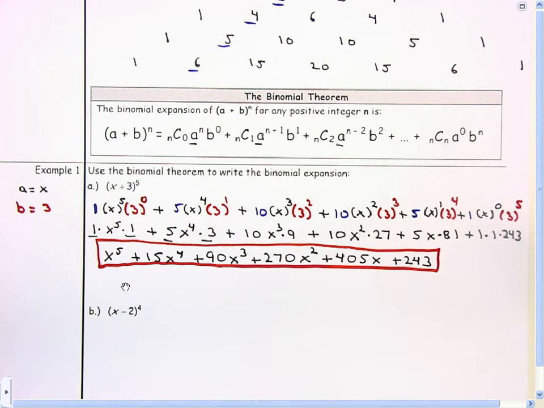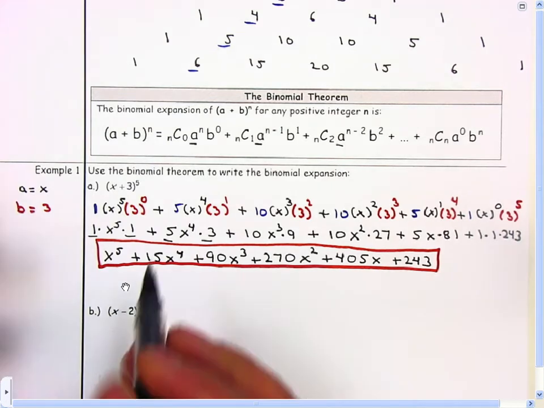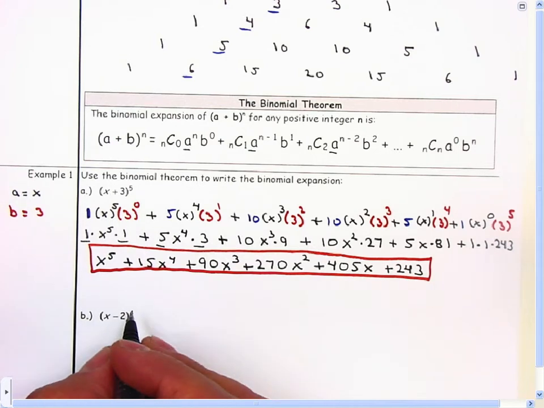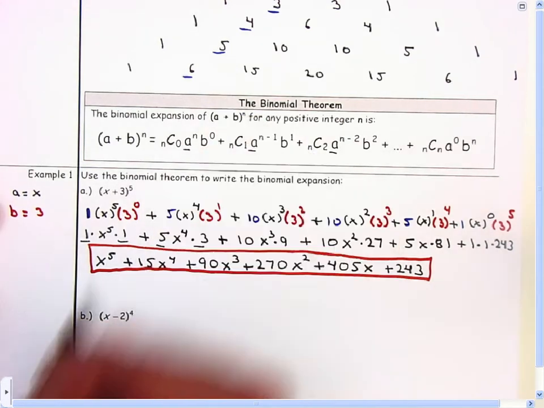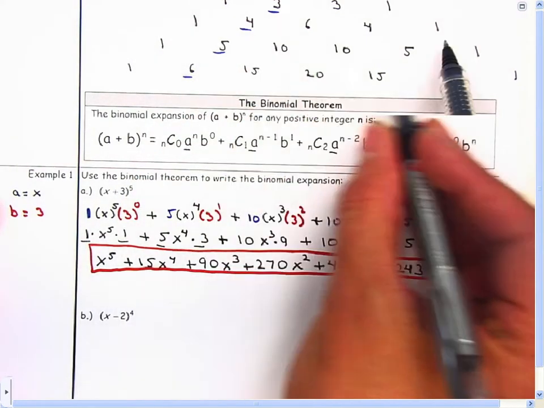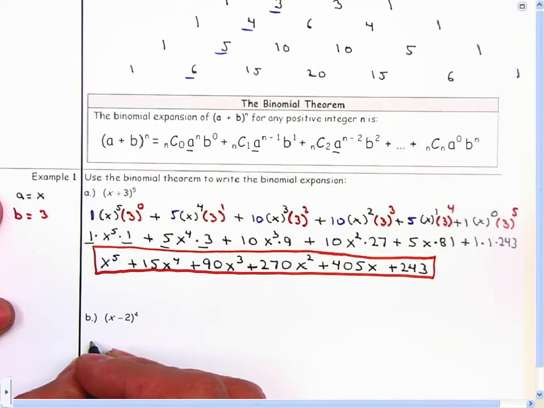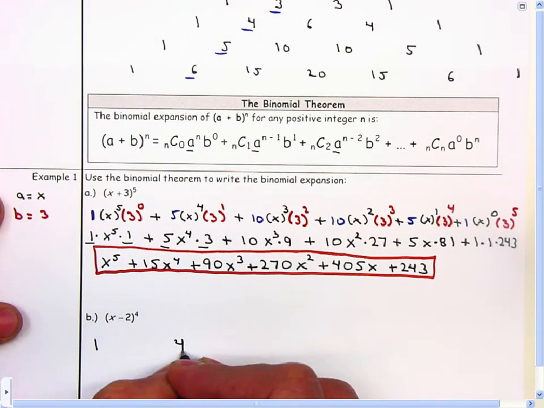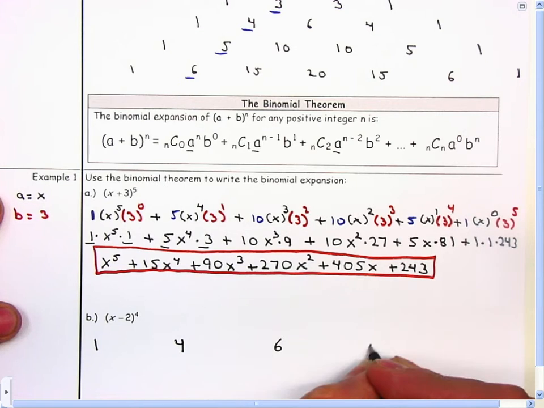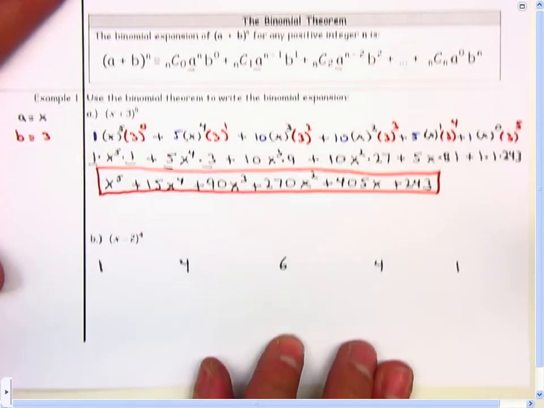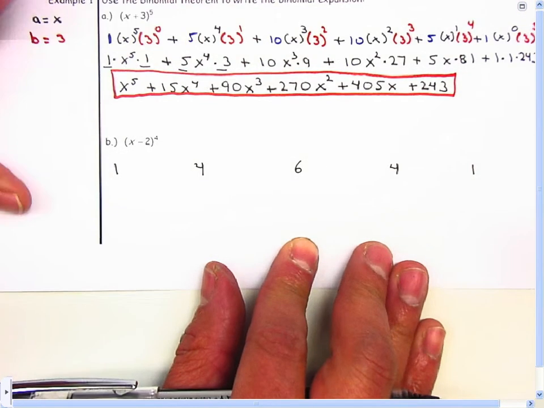Look at example B. We are going to go through the same process as example number 1. First thing is to be able to write down the correct row from the Pascal triangle. Notice that the exponent is 4, so we're going to be utilizing the fourth row. We are going to write down the 1, leave some space, the 4, the 6, the 4, and the 1.